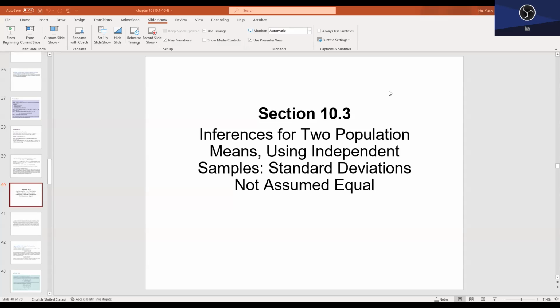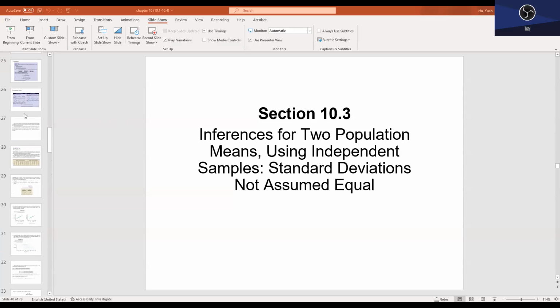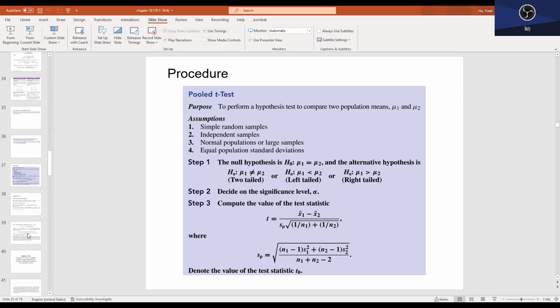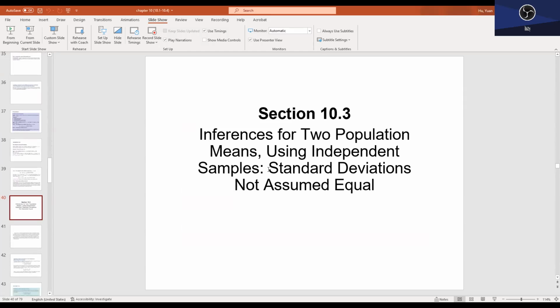So on Wednesday's class, we finished 10.2 and started 10.3, but we haven't done a lot, so we'll continue with it. 10.3 would be another half of 10.2. In 10.2, we had something called the pooled t-test, where we assume that the population standard deviations from the two cases are equal. In 10.3, we do not assume that. So standard deviations are not assumed equal.